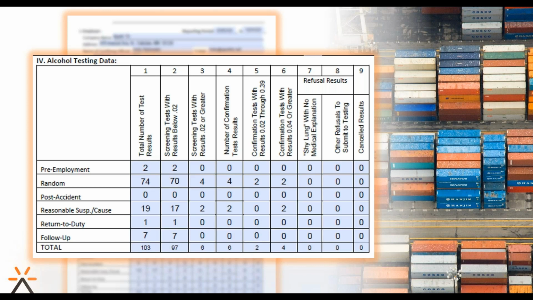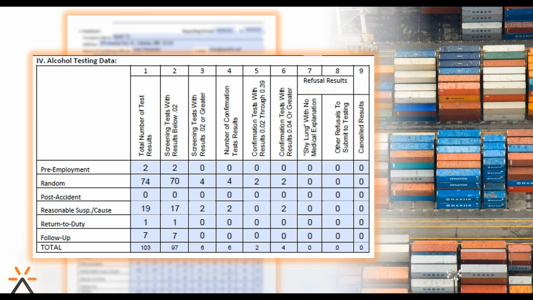Now we can look at the reasonable cause testing. Again, 19 of these, and 2 of them had confirmation results of 0.04 or greater. Unfortunately, this does not break down cause versus suspicion, but in this situation, you can see that we did have 2 positive tests. We also have the return to duty testing in here.